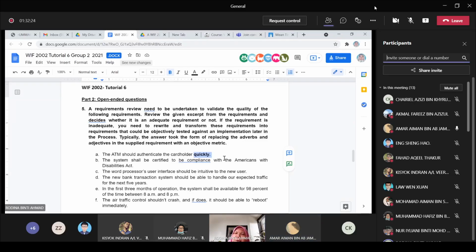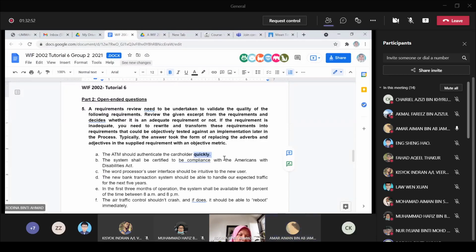Okay, so you say it's inadequate. How do we improve that one, Amar? Quickly, how can we make it more measurable? Put some units, maybe like milliseconds, how many milliseconds? So the ATM should authenticate the card holder in 30 seconds, 60 seconds. So you have to put some measure there.